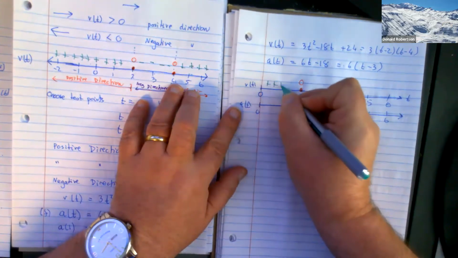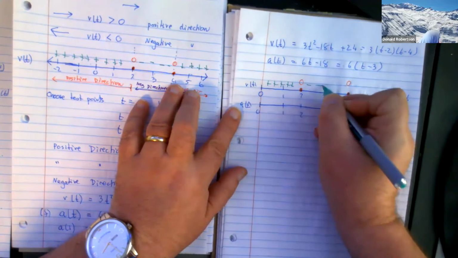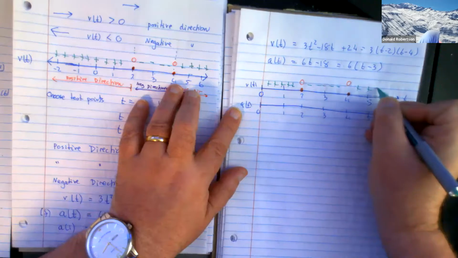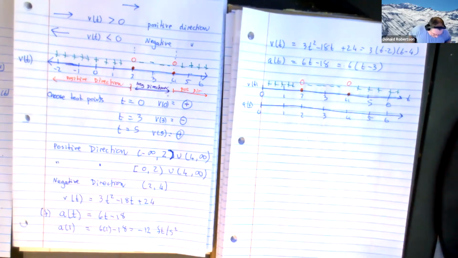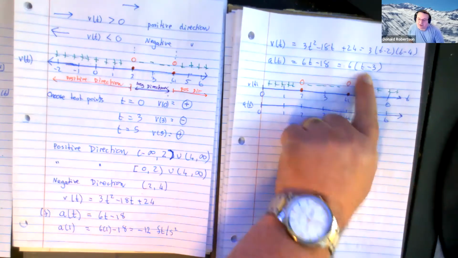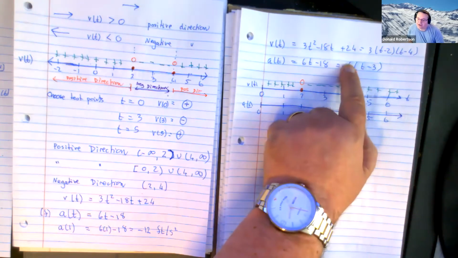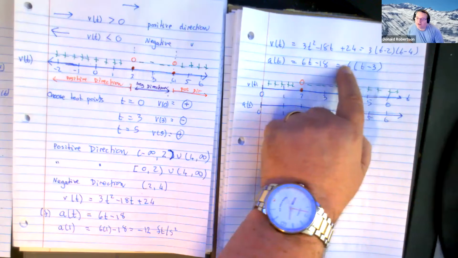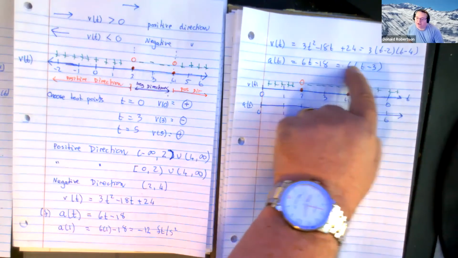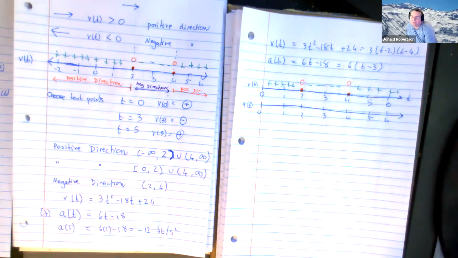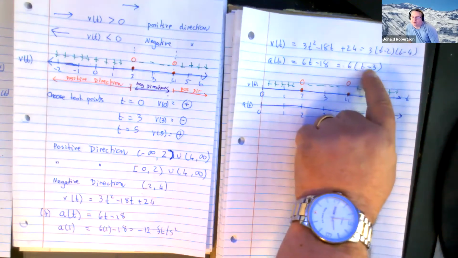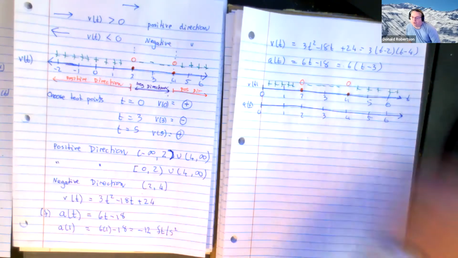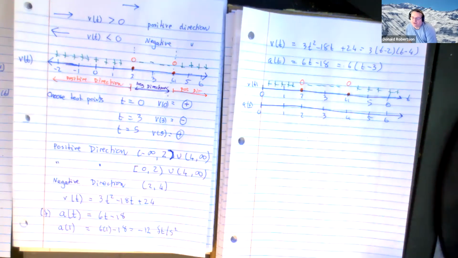Then all these guys are positive. Then it changes over to being negative. Then all these guys are positive. And I'm going to do the same table, but with acceleration. What value of t will the acceleration be 0? Here's its factored version. For what value of t will the acceleration be 0?